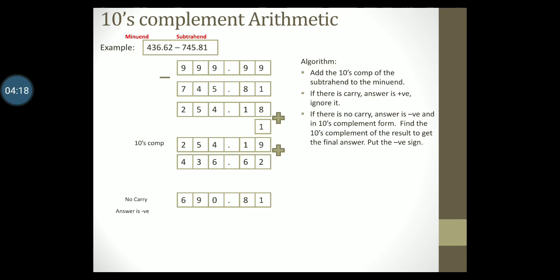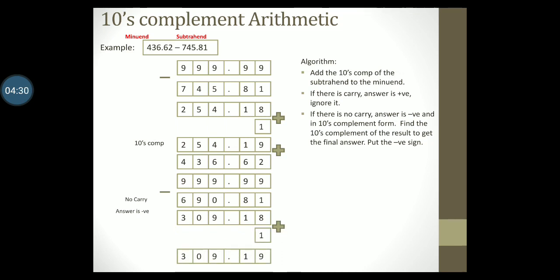So let us do that. First find the nines complement of the answer and we get the answer as 309.18. Add 1 to the LSD to get the tens complement as 309.19, which is the answer that we are looking for. Don't forget, the answer is negative since the first number is smaller than the second number. So put the minus sign.